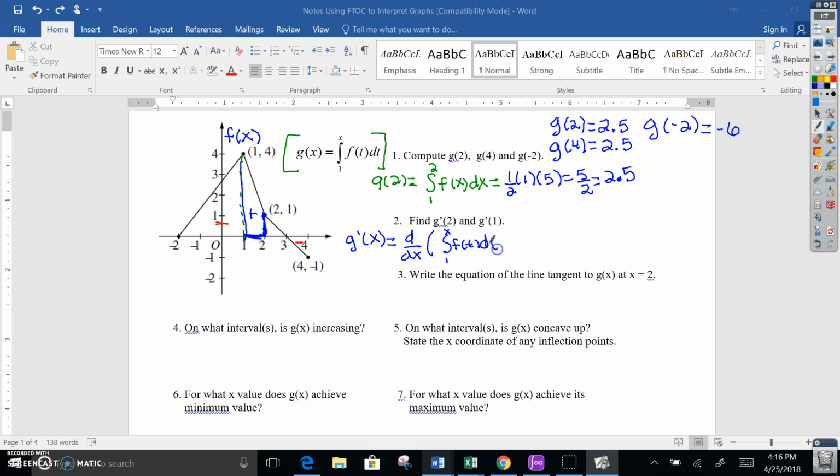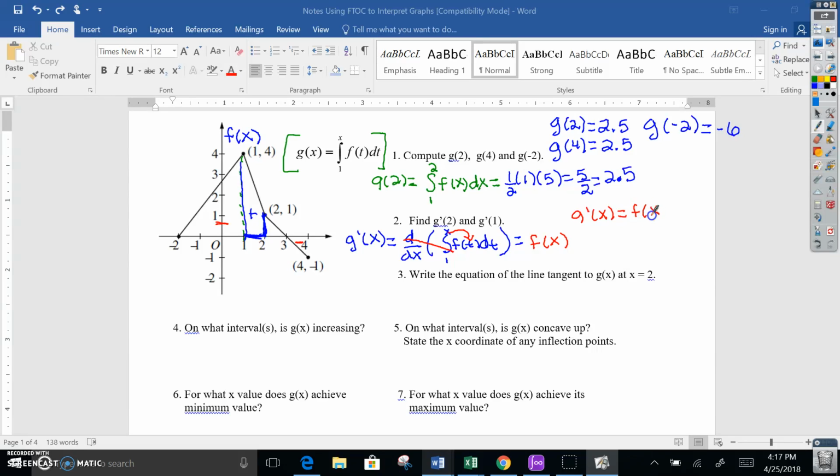And we've been doing this now. The fundamental theorem of calculus, part 1, says that the derivative and the integral are inverses, which basically means they cancel. I get to plug in my x, and the result is f of x. So that means that g prime of x equals f of x.